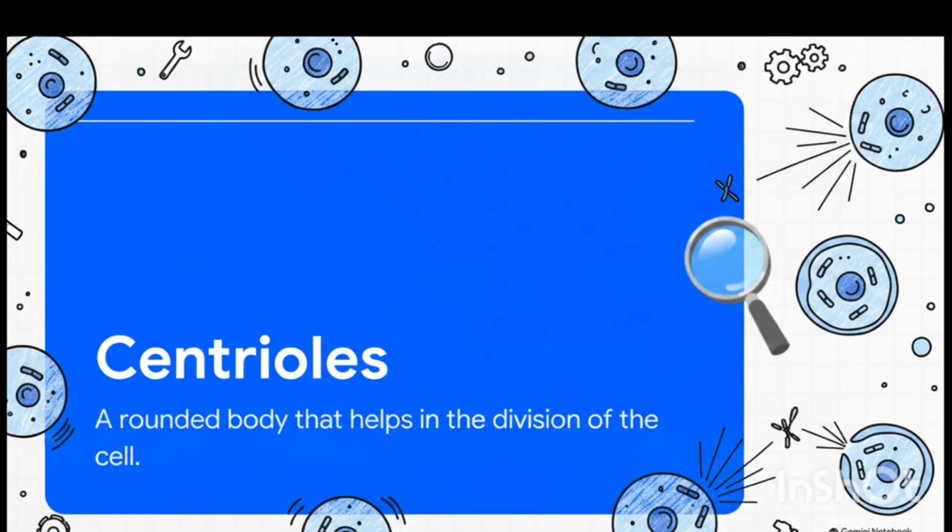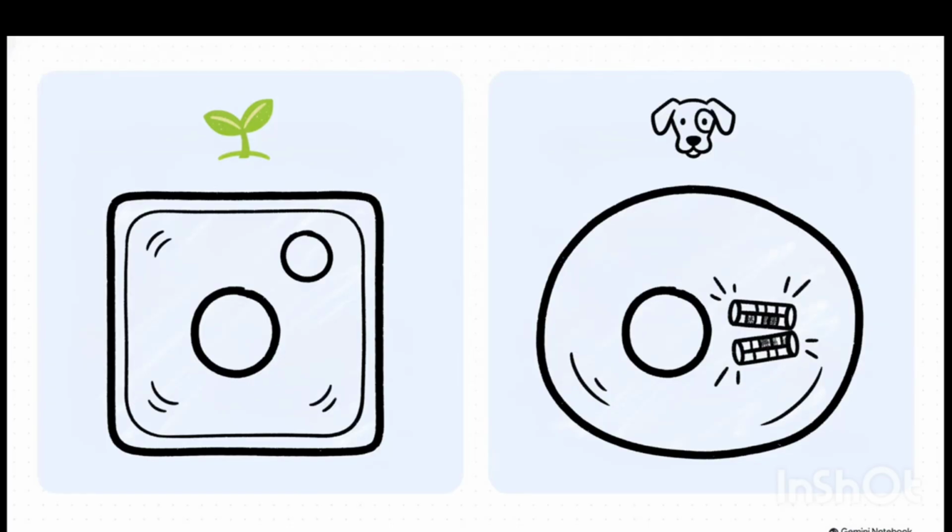Let's take a look at centrioles, which are found within the centrosome. The source text defines a centriole as a rounded body that helps in the division of the cell. Think of them as highly specialized tools that step up to play a major role right when it's time for a cell to replicate and divide. And this brilliantly illustrates our fifth key difference. The animal cell utilizes these centrioles to assist with cell division, while the plant cell lacks them entirely. This is a highly specific structural tool unique only to the animal side of our cellular matchup.